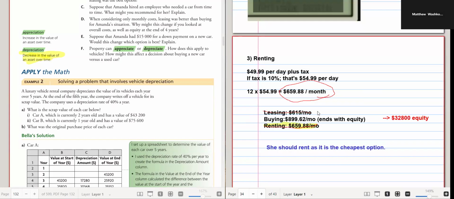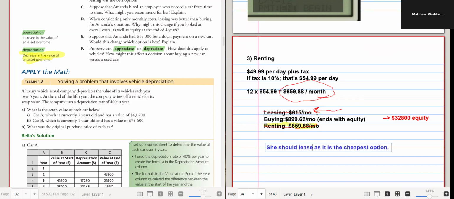So between renting and leasing, which one of these is better? It is leasing, because it is cheaper in this instance. You can make the argument she gets the same car as well, and she always has it available even for non-work stuff. So you can make the argument that leasing is probably better. So she should lease it. It is the cheapest option.